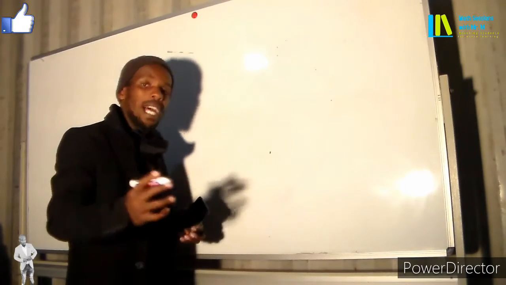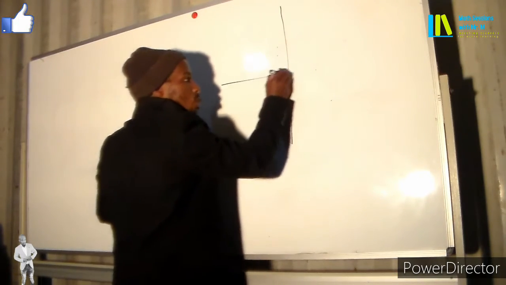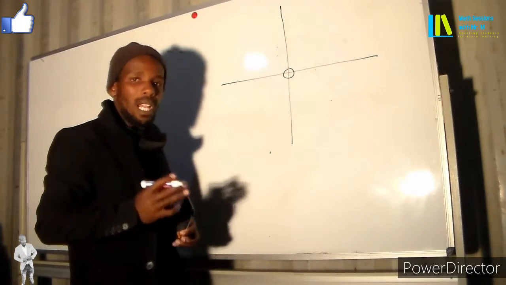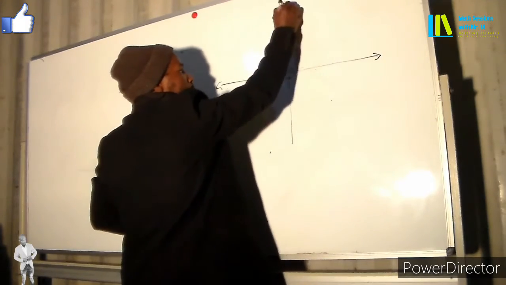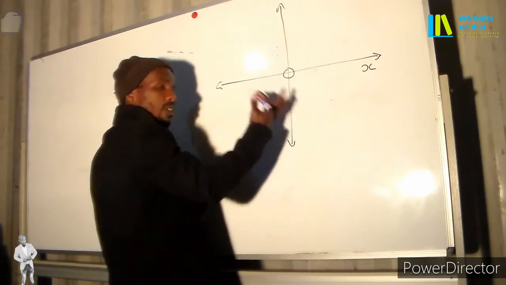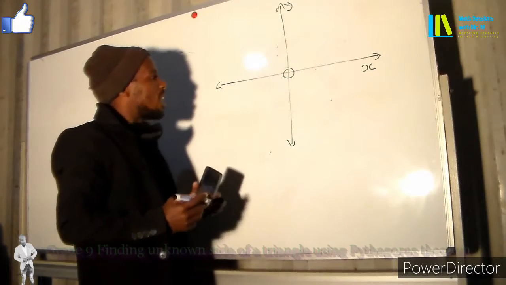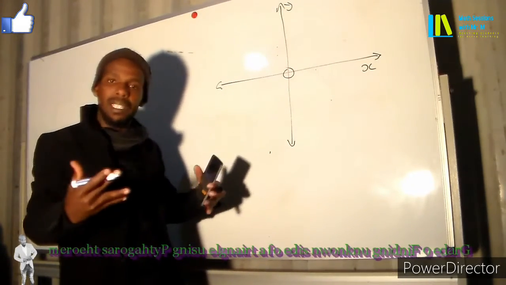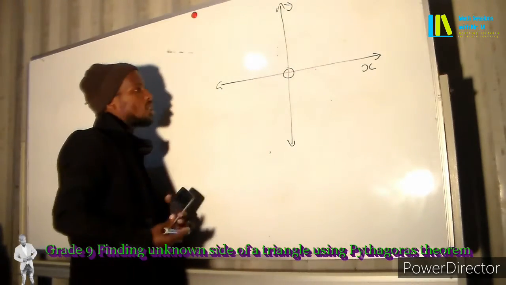A Cartesian plane has two lines: a line that is vertical and a line that is horizontal. They intersect at a zero point. We label the horizontal line as the x-axis, and we label the vertical line as the y-axis. So basically, a Cartesian plane gives us the triangle that we want for using the Pythagoras theorem.